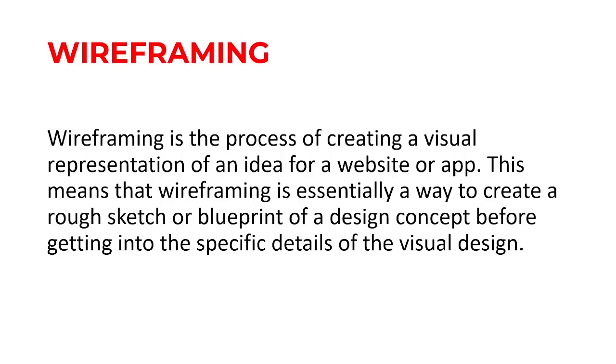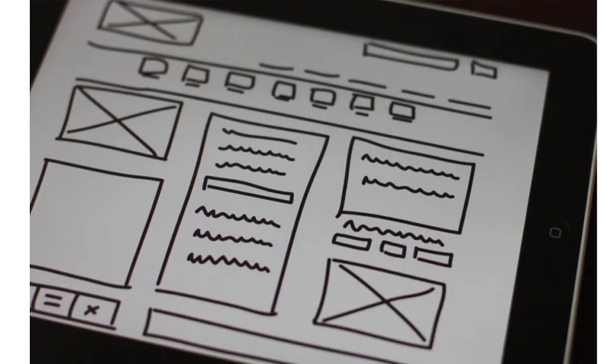So what is wireframing? Wireframing is the process of creating a visual representation of an idea for a website or app. So it means that wireframing is all about creating a rough sketch or blueprint of a design concept before getting into details. So wireframing is quite simple. It is all about sketching your app idea.